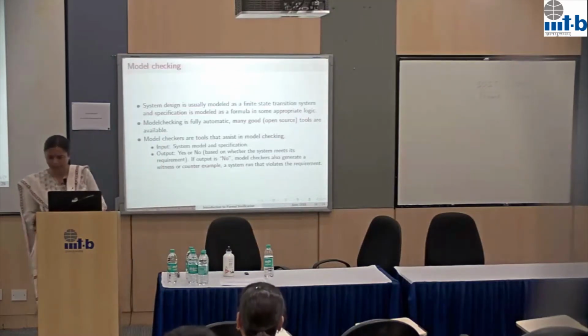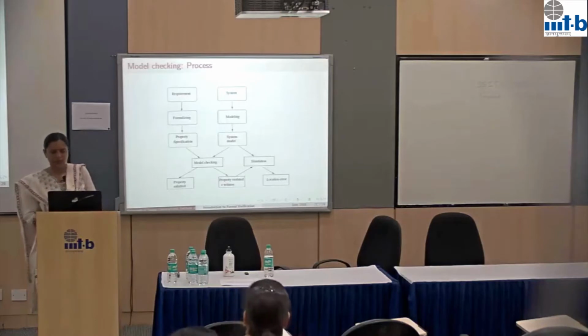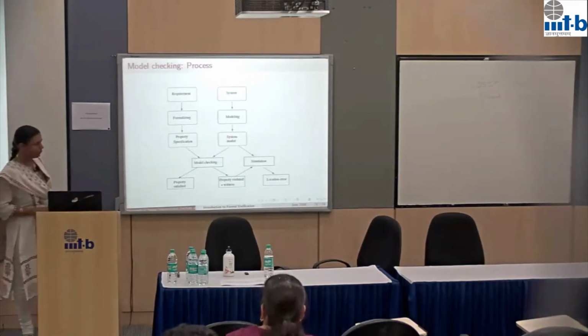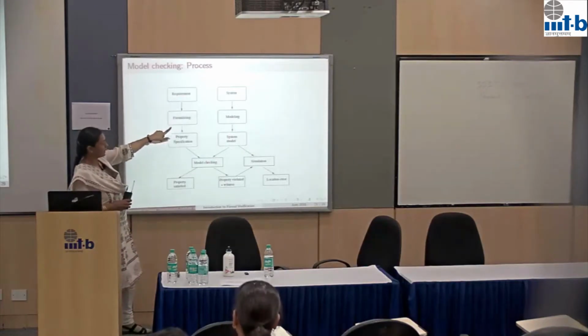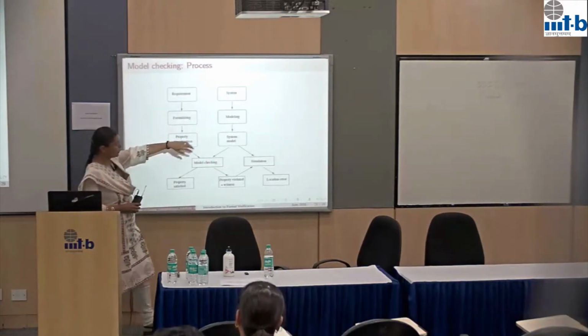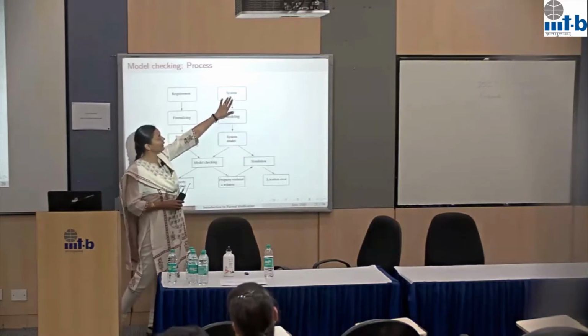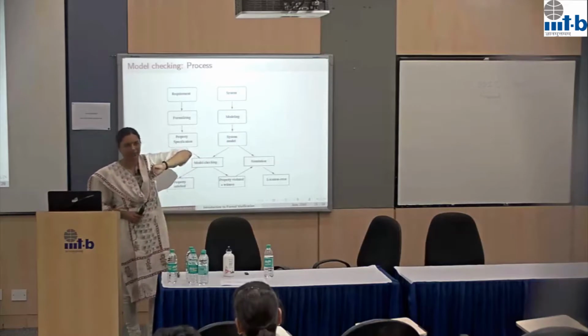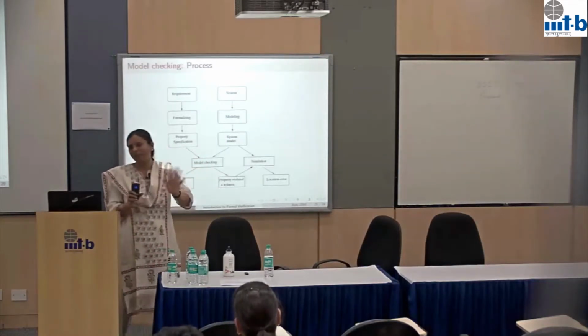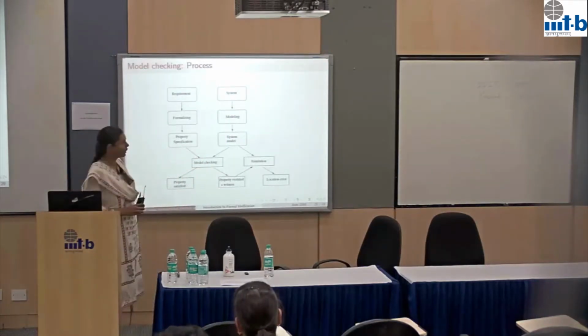Model checkers do these things automatically, right? So this is how the model checker process will go. I have a requirement, I formalize it, write it in a mathematical language. I have a system. Here, read system as finite state safety critical systems, like I told you. Like examples, not every kind of system, right? There's only certain kinds of systems.